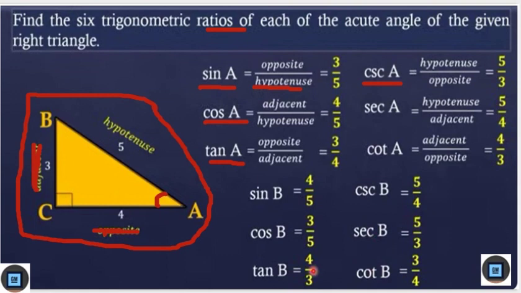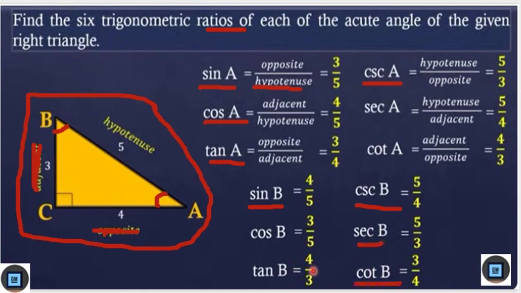Okay? So, how about in respect to B? Ito na naman. To B. So, of course, yung opposite over hypotenuse nito, opposite niya is 4 over 5. So, 4 over 5. Opposite over hypotenuse. So, B. Okay. Cosine of B, yun din. Cosine of B, that is adjacent over hypotenuse. So, magiging 3/5. Then, tangent of B, opposite over adjacent, magiging 4/3. And the rest will follow. Okay?